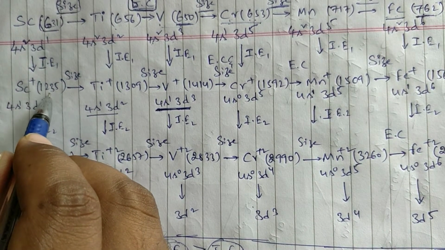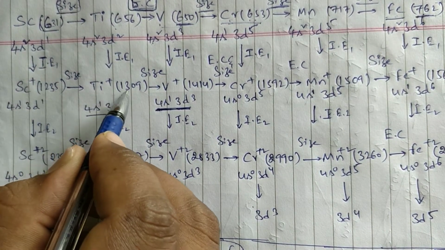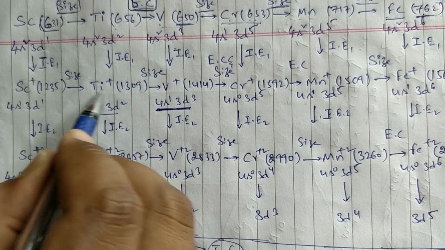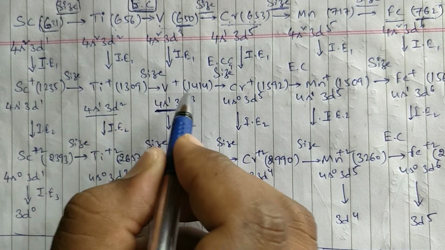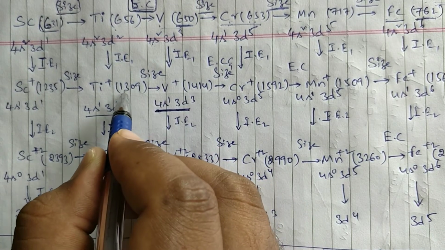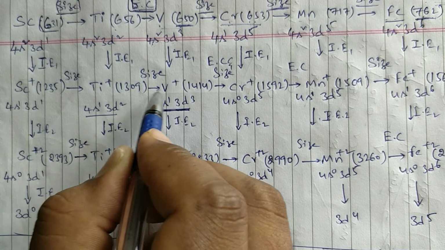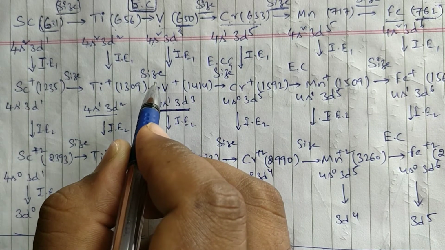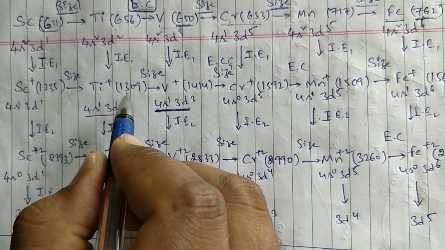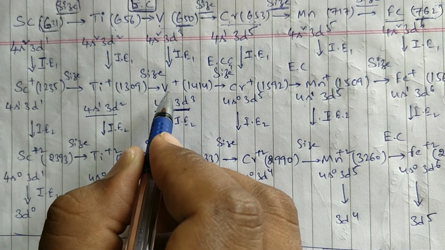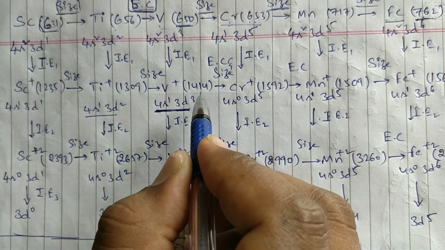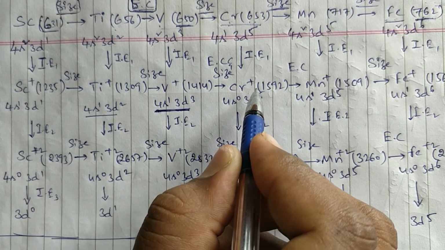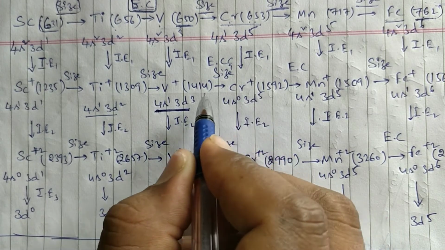Sc plus 1, 2, 3, 5. Ti plus 1, 3, 0, 9. Here also size increase only. Titanium plus 2, V plus. Here also size only, 1, 4, 1, 4. So when there is an increase in ionization energy, simply we can write size factor. Ti plus is greater than V plus. V plus is greater than Cr plus. So again there is an increase in second ionization energy. These are all second ionization energy values.